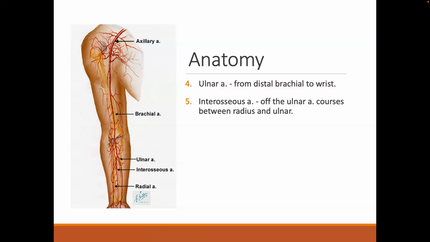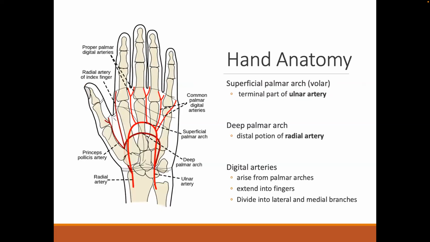The interosseous artery comes off the ulnar, and it runs between the radial and the ulnar artery. It's going to split into 2 terminal branches, which are the anterior and the posterior interosseous arteries. Okay, so the hand, which we don't really scan, but it's important to know what's going on there. The superficial palmar arch is a terminal part of the ulnar artery and a branch of the distal radial artery.